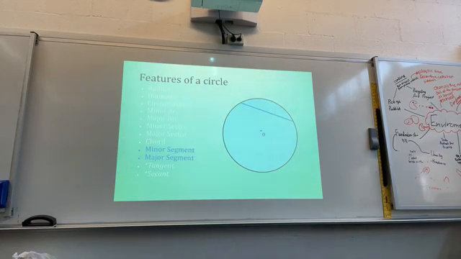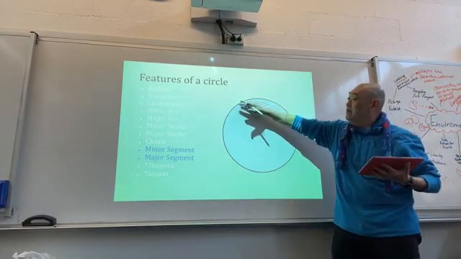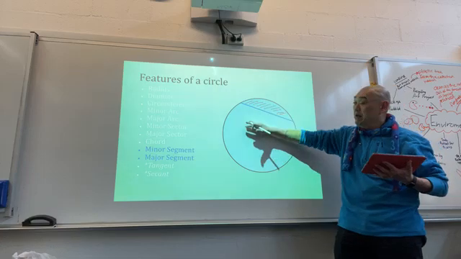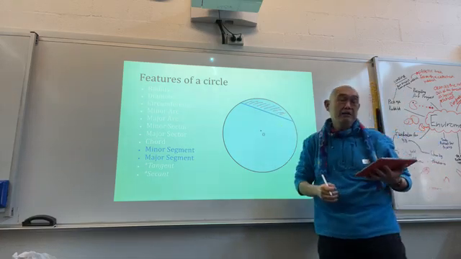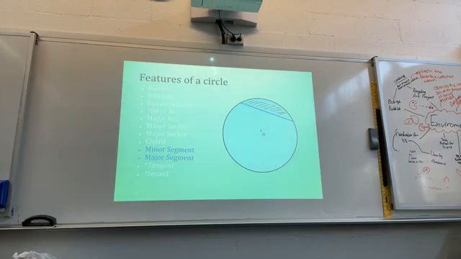Then you need to know what is the major segment and minor segment. Minor segment is just this bit. The chord separates the circle into two parts. Minor segment is the smaller part, and the major is the larger part. Alright? Now, what we need to do is be able to find the length of the arc, area of sector and area of segment.